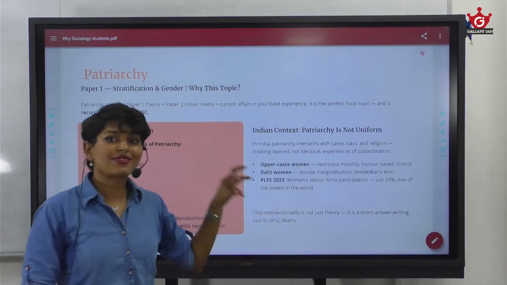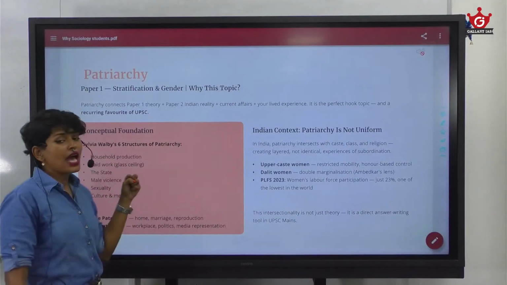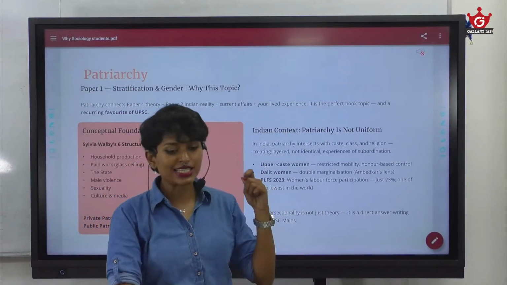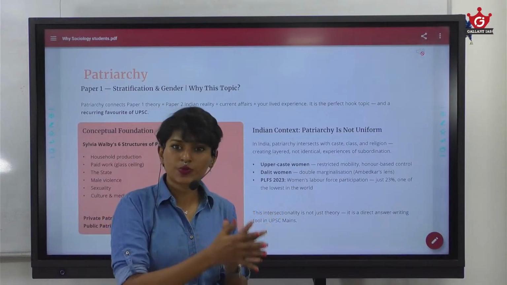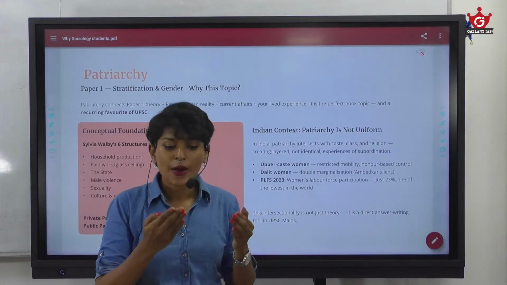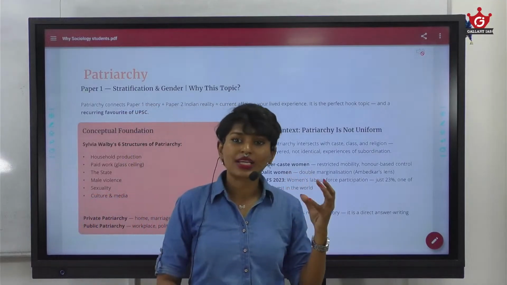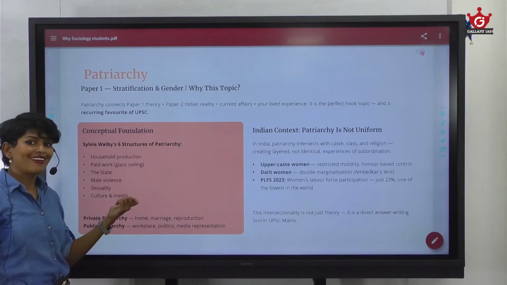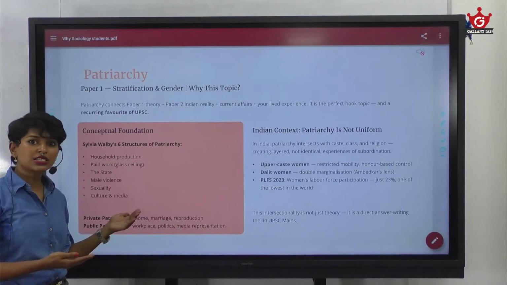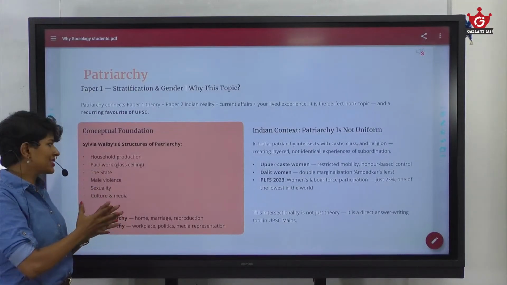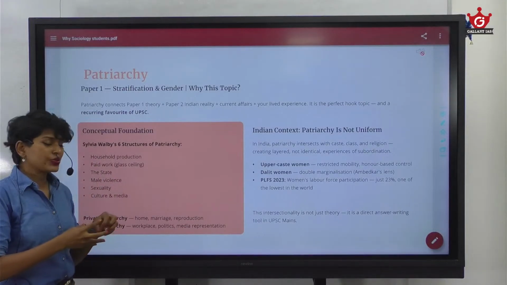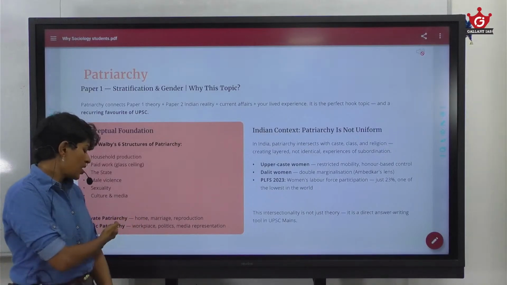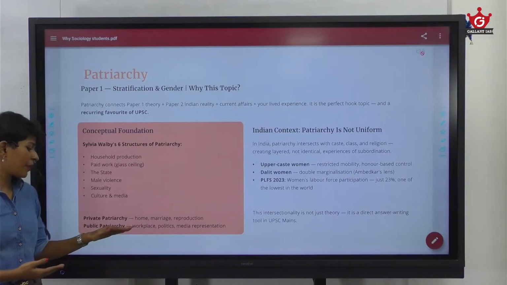Sylvia Walby is one of the popular sociologists, and she has said that patriarchy can be seen in 6 different systems, like household production, or paid work in the society. Then you can think about the state. It is also evident through male violence, sexuality, culture and media. So she identifies patriarchy in society through these 6 structures, and again has classified it into private patriarchy and public patriarchy.